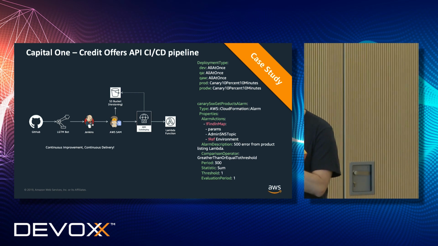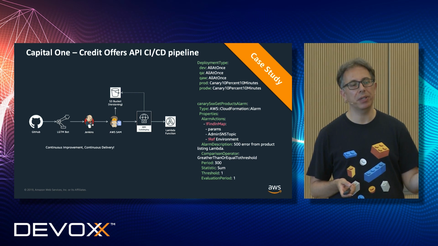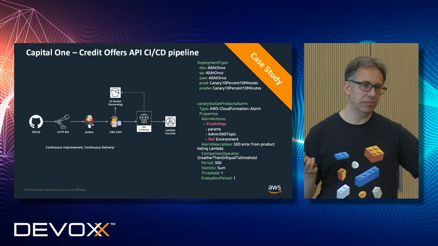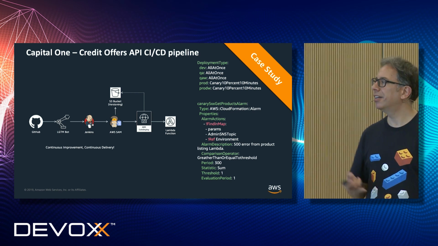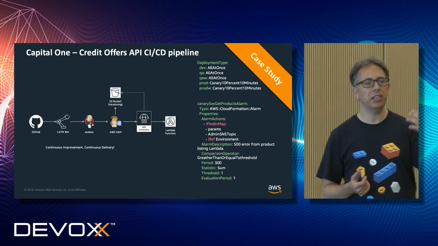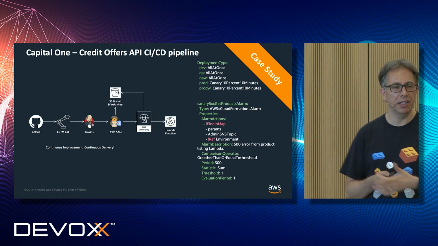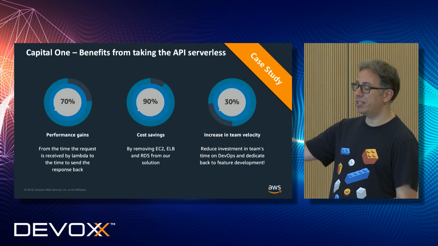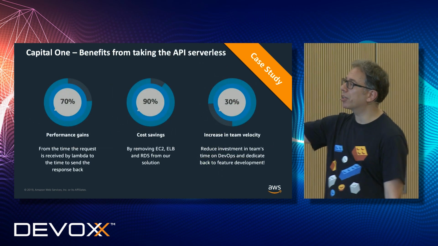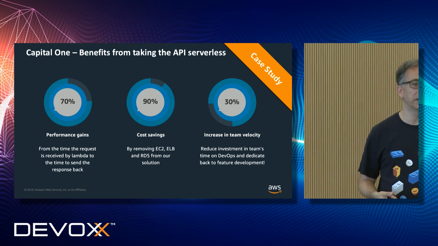Before moving to this architecture, they were deploying once per week, 2 a.m. on Monday. Someone from the team must be there. Now they deploy during working day with canary deployments, with automatic rollback. They deploy multiple times per day, and they're super happy. They actually see that there is 30% more time available in their team.